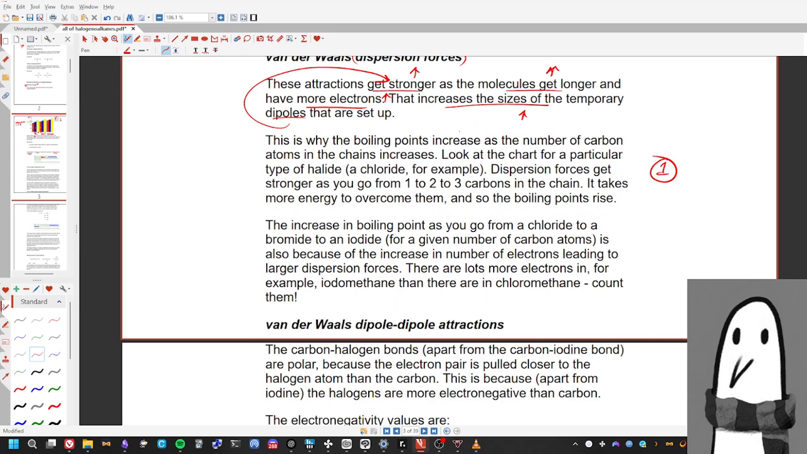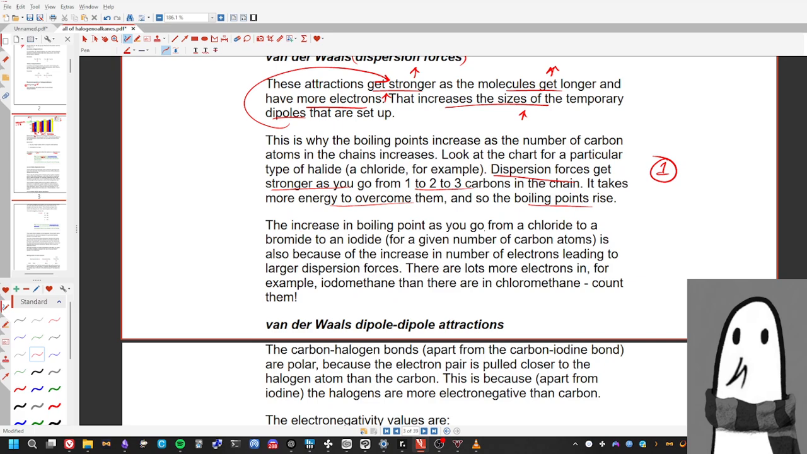Okay, now, so they get stronger. Dispersion forces get stronger as you increase the number of carbons, increasing the number of electrons, and so it takes more energy to overcome them, so the boiling points rise. This is classic IMF stuff.